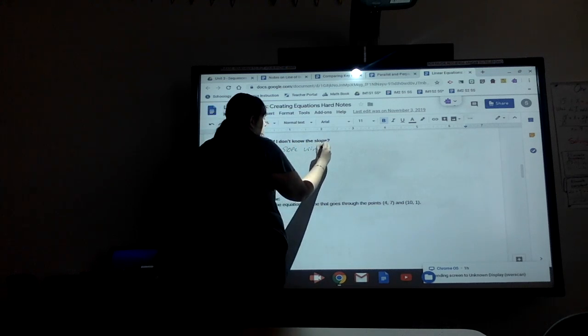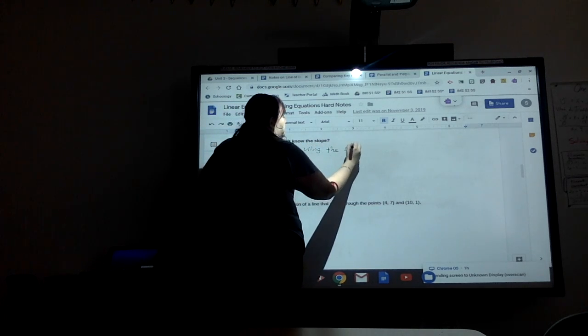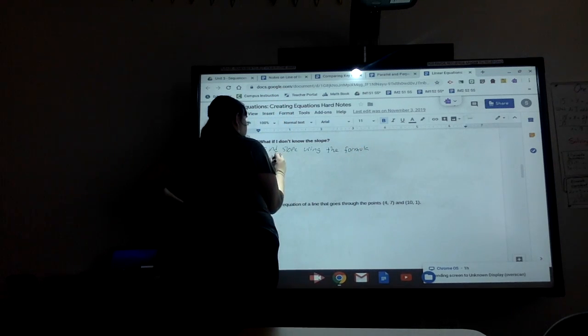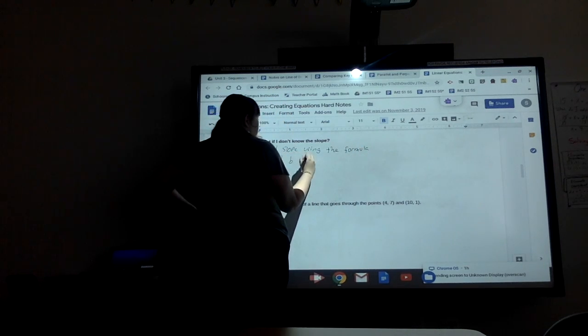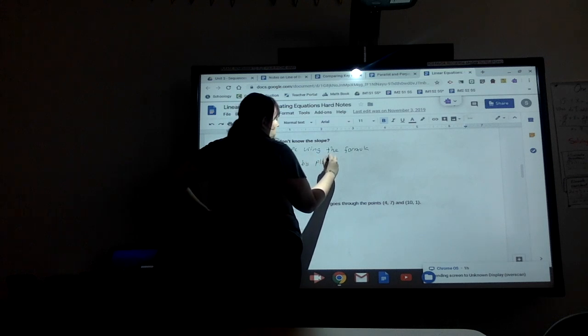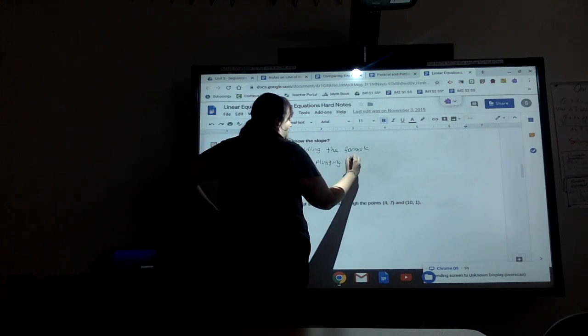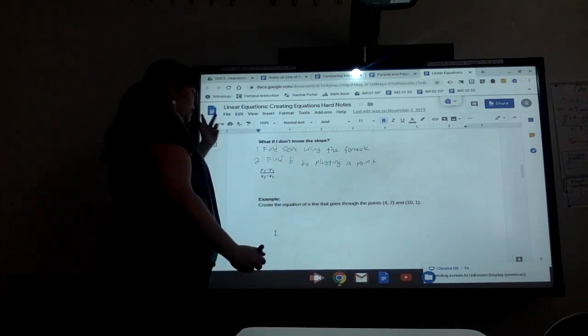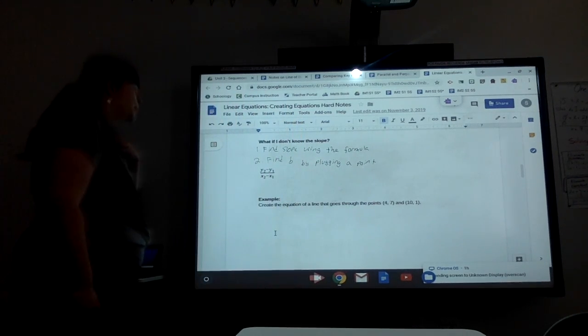using the formula. Step 2, find b by plugging in a point. So step 2 is just like what we did before once we have the slope. But first we got to get the slope.